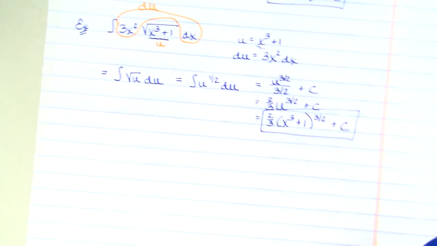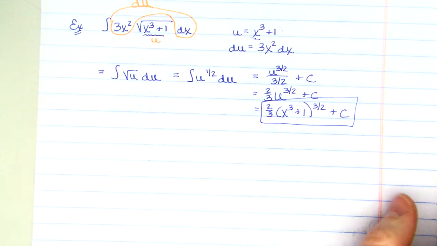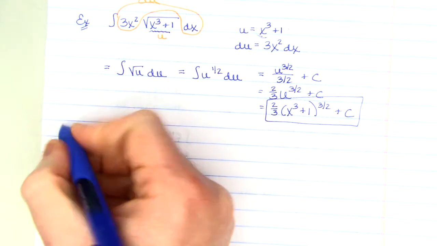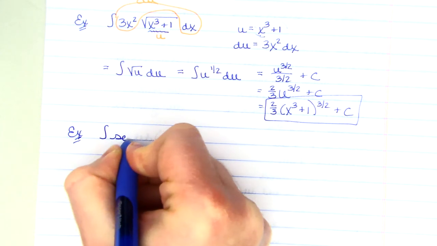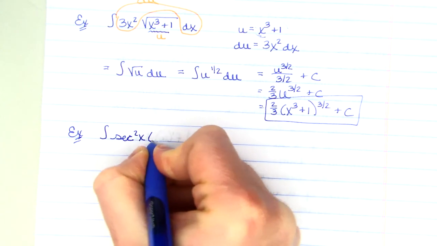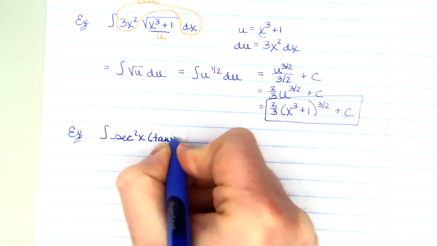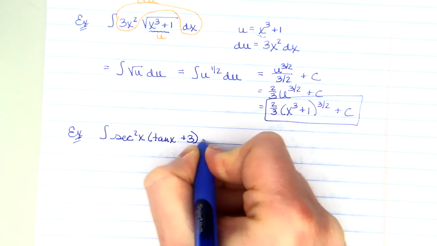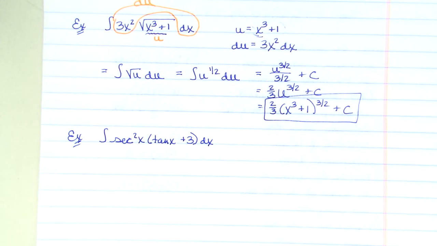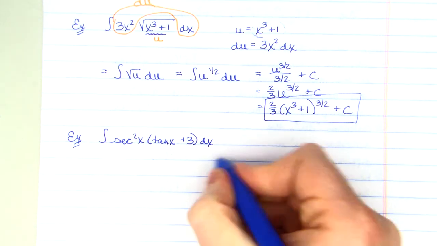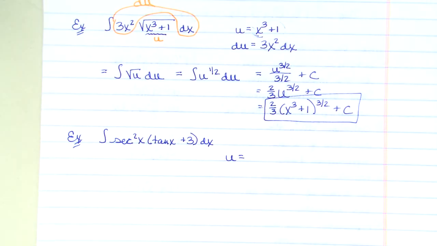One more like this before we make them a little bit trickier. Let's try something like this. The integral of the secant squared of x times the tangent of x plus 3 dx. I don't think it's super easy to see an inside function and an outside function. So maybe the better way of thinking about this is u should be the function whose derivative also shows up. What do you think u is going to be?